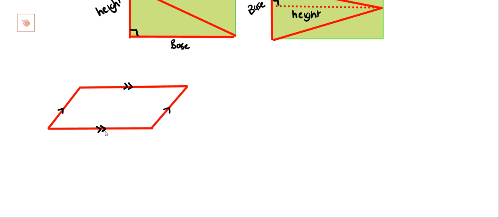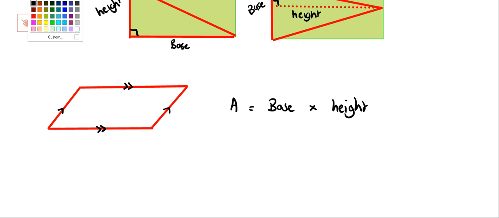The base times the height. Just base times the height. And this also, the height has to be perpendicular. Okay, and what's our justification for that? Oh! Wait, is it? Yeah, you're imagining the wonky rectangle, aren't you?